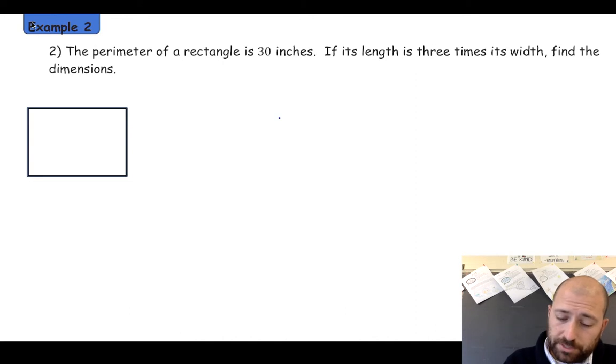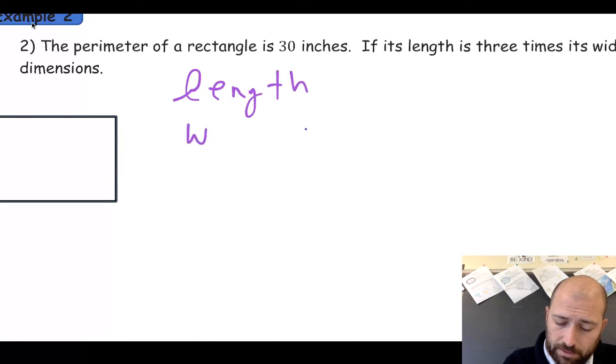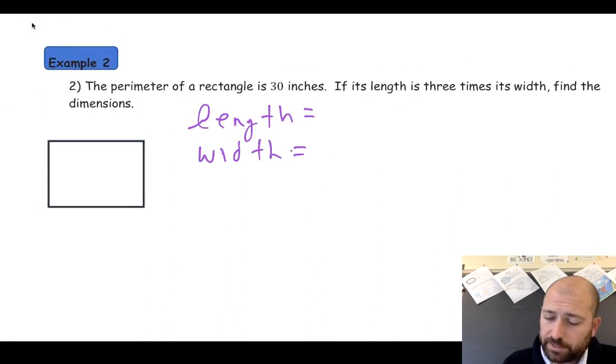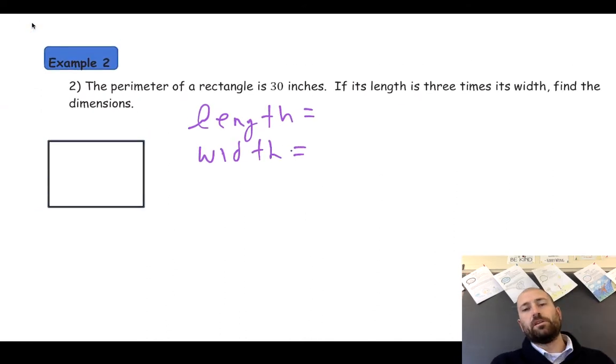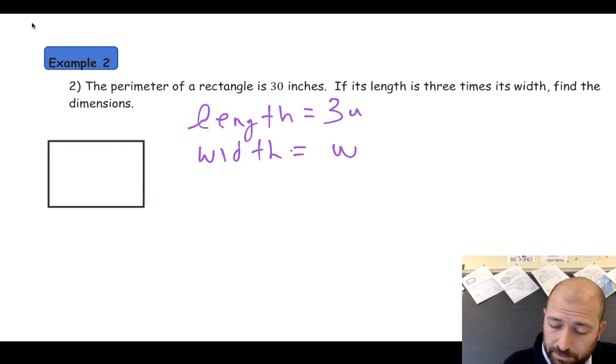So I'm going to set up these as my variables. Length and width. All right. And now when I set up my variables, it says the length is 3 times width. So it's comparing the length to the width. So if I make the width W, the length, it says, is 3 times that. So if I do 3W.